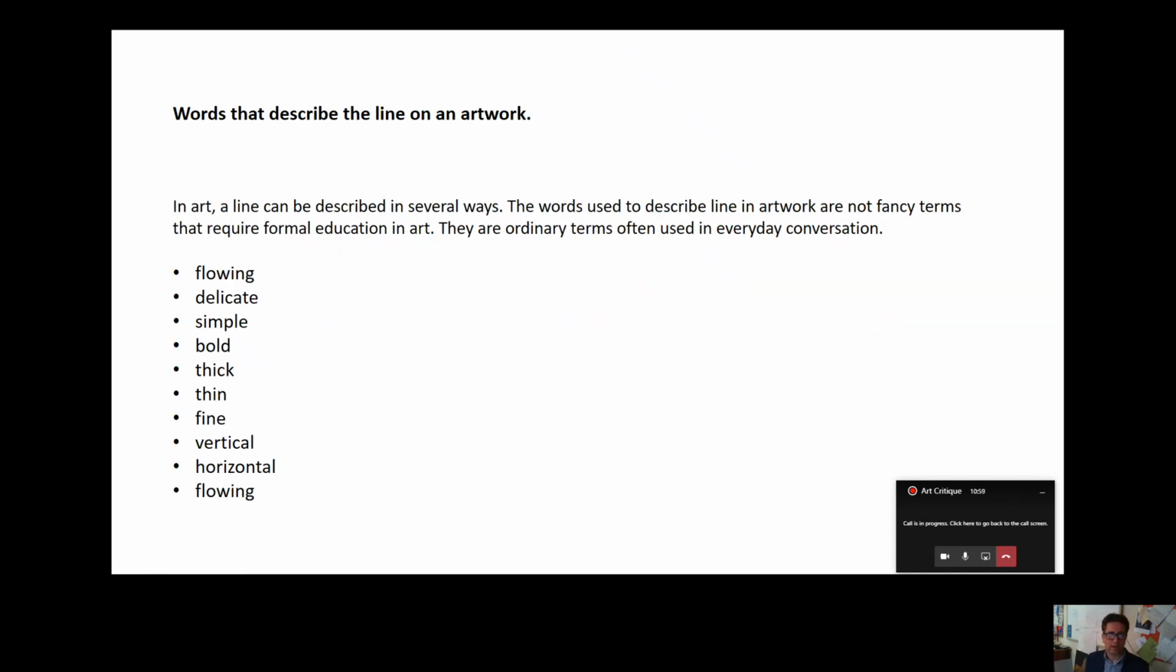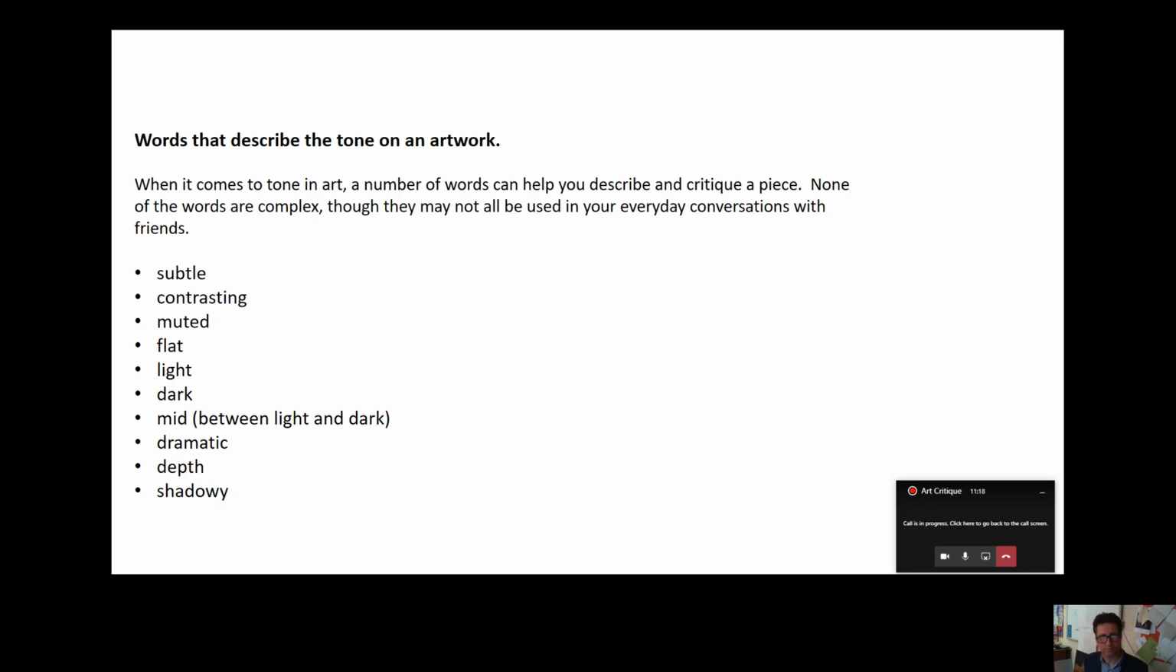So Francis Bacon, his work doesn't have a particular line to it, but Egon Schiele certainly does. And how would you describe the line in the painting or the movement of the brush or the pencil? Is it a flowing line? Is it delicate, simple, bold, thick? These are great terms for describing how the paint's been applied, maybe, or the line has been drawn.